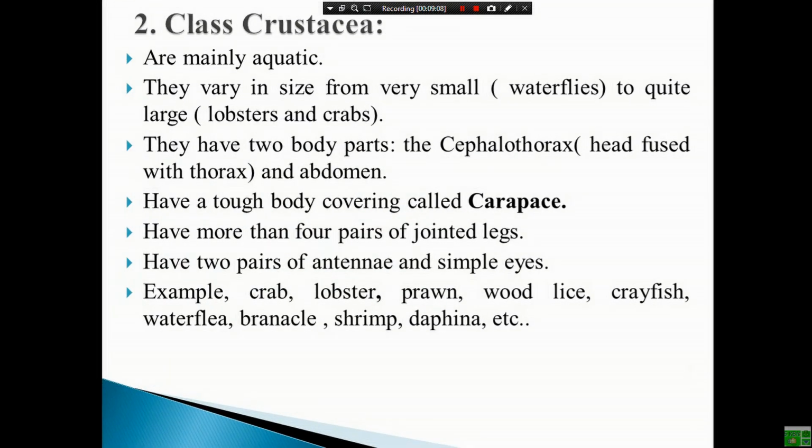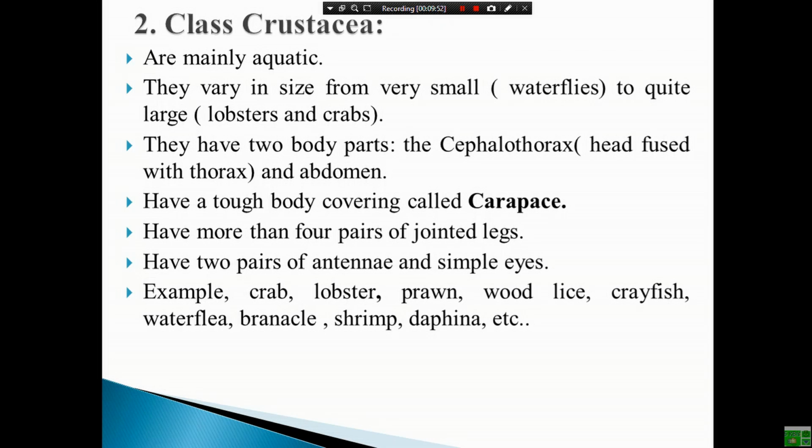The second class of phylum Arthropoda is class Crustacea. They are mainly aquatic. They vary in size from very small, like water fleas, to quite large, like lobsters and crabs. They have 2 body parts, the cephalothorax and abdomen. Cephalothorax means the head is fused with the thorax. They have a top body covering called the carapace. They have more than 4 pairs of jointed legs, which means more than 8 legs. They have 2 pairs of antennae, around 4 antennae in number, and simple eyes.